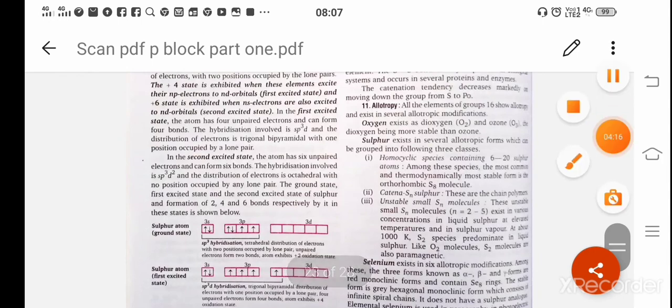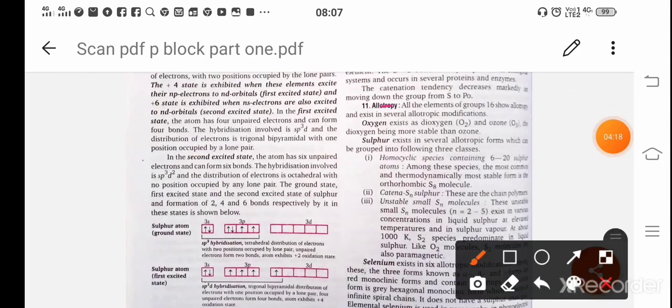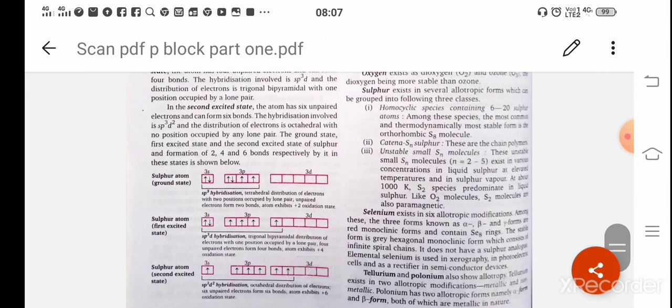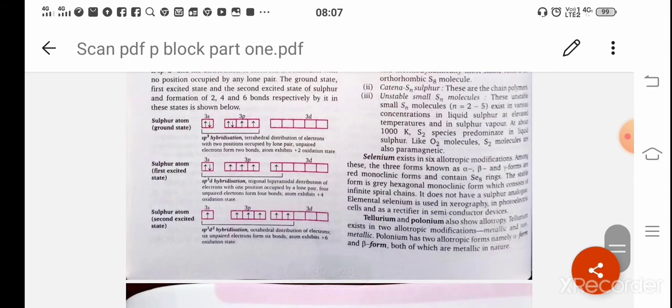Now the next is the allotropic property, the ability to exist in various allotropic modifications. Oxygen and sulfur show the property of allotropic forms. Sulfur's allotropic property is slightly higher because of its stable size and electronegativity. Selenium also exists in 6 allotropic forms. Tellurium and polonium also show allotropy.